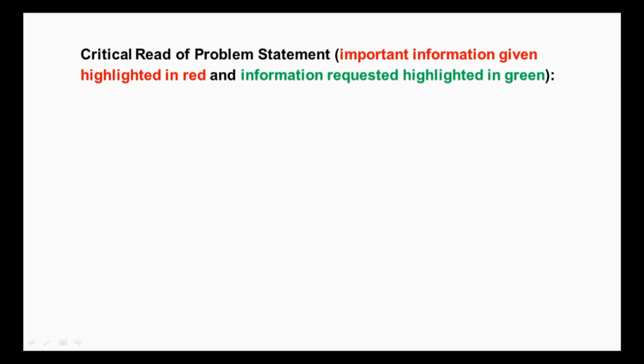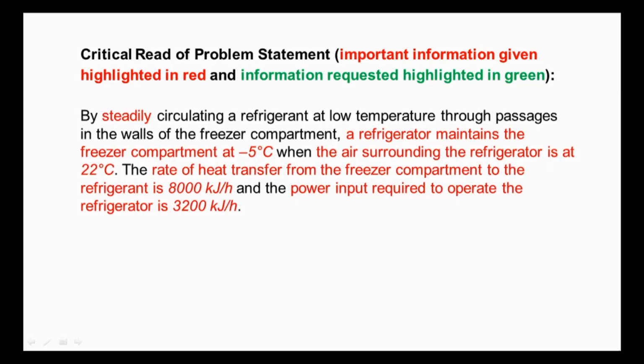First, let's do a critical read of the problem statement, highlighting in red the important information given and in green the important information requested. By steadily circulating a refrigerant at low temperature through passages in the walls of a freezer compartment, a refrigerator maintains the freezer compartment at -5 degrees C when the air surrounding the refrigerator is 22 degrees C.